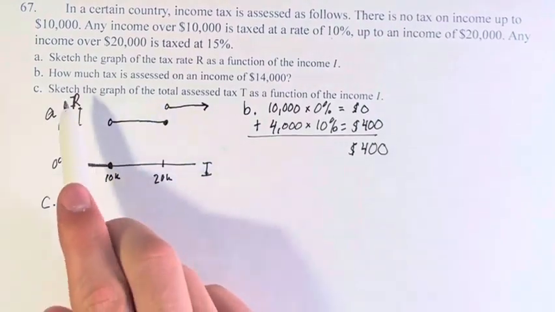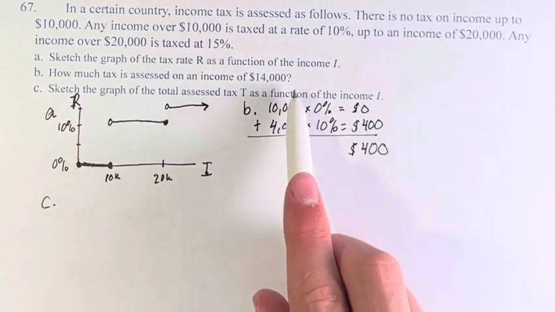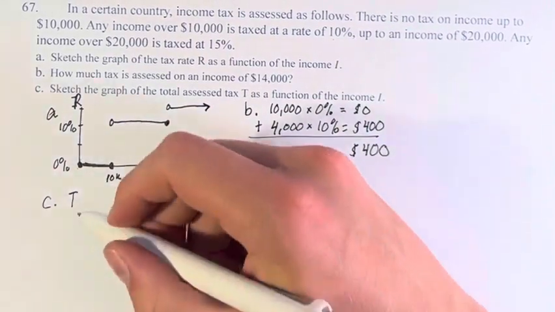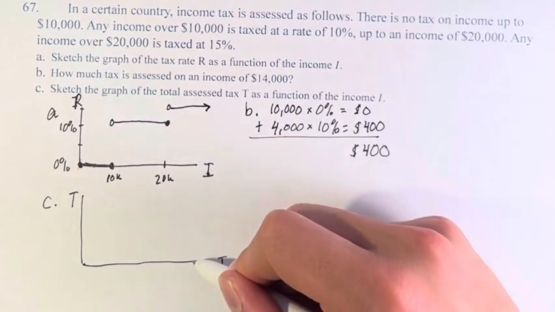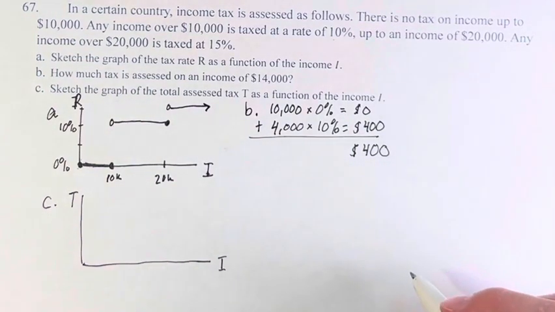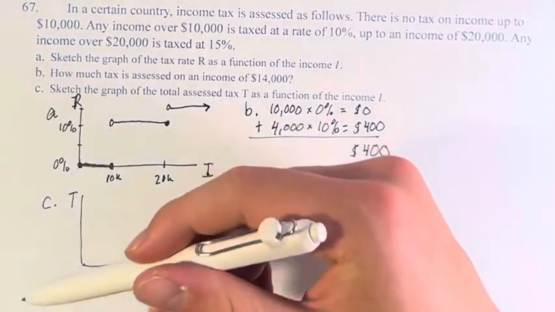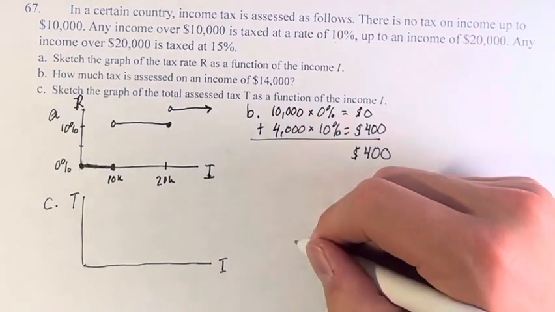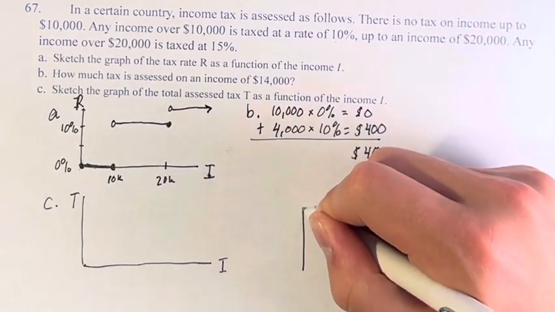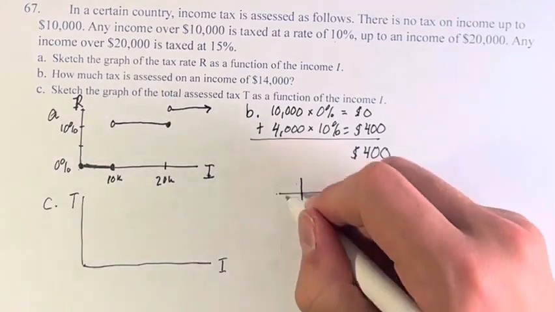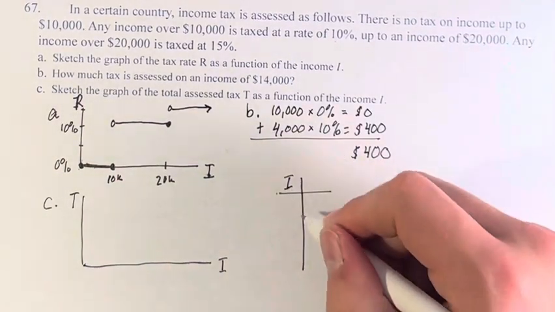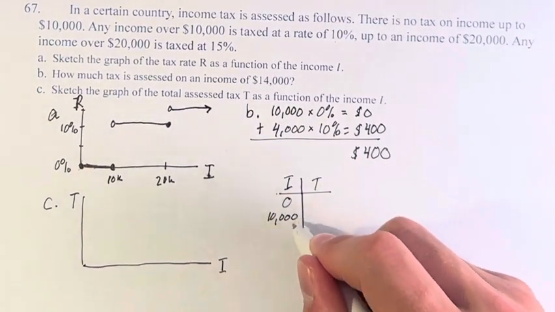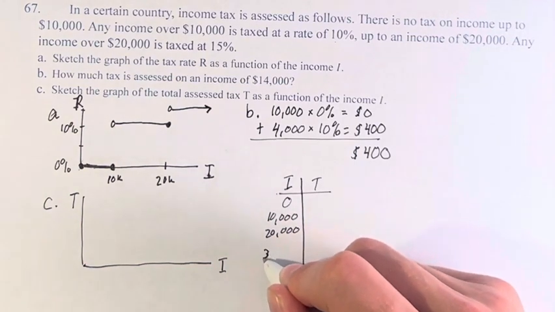And finally, sketch the graph of the assessed tax T as a function of income I. This is T over I. And to do this one, what we're going to do is find some points. So there are some important points. There's 0, 10,000, and 20,000. And we can do 30,000, let's say. So this is I, income, and tax T for 0, 10,000, 20,000, and 30,000.